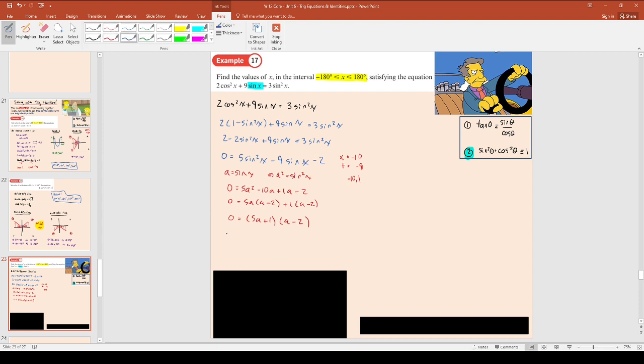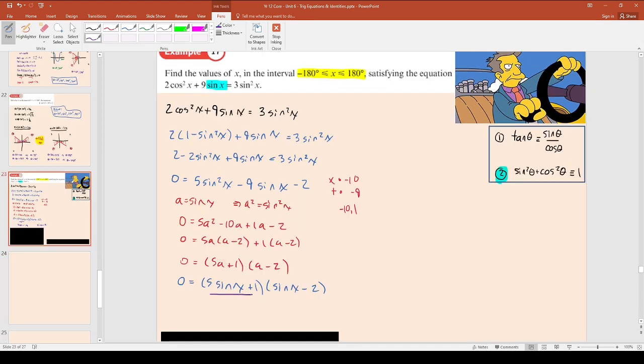Back into what we need, which are sines. 0 equals 5 sine x plus 1, and then sine x minus 2. So our two solutions that we got then are going to be these two here. It's going to be sine of x equaling negative 1/5, I believe, and the other one is going to be sine of x equaling 2.